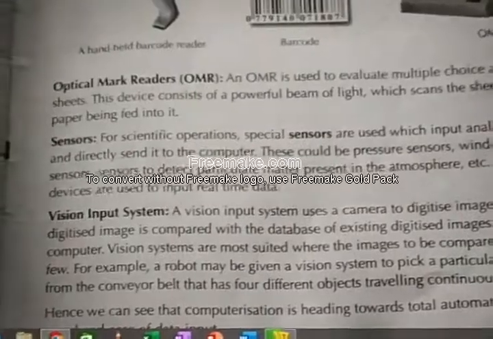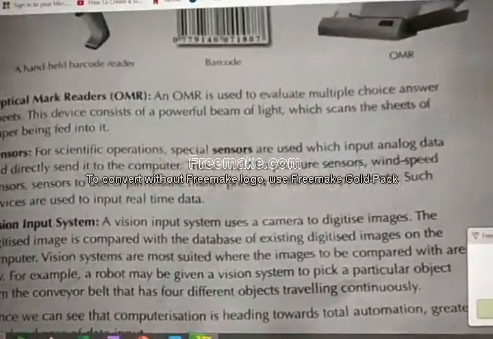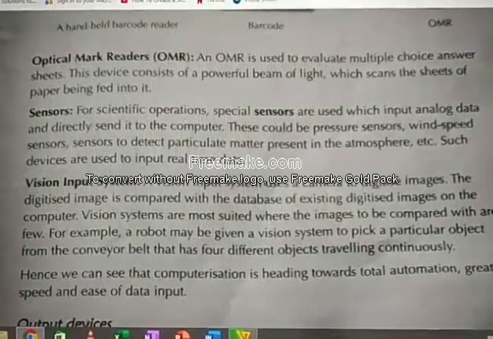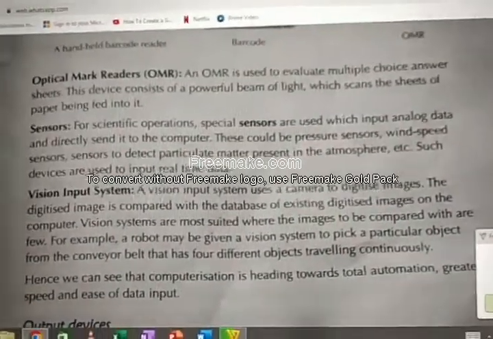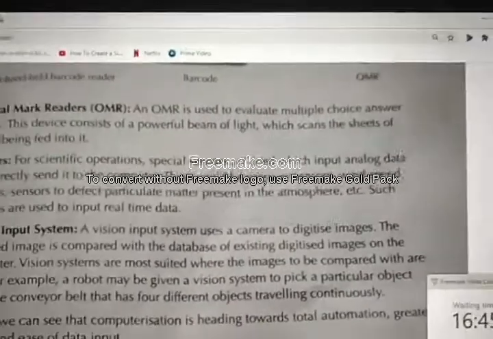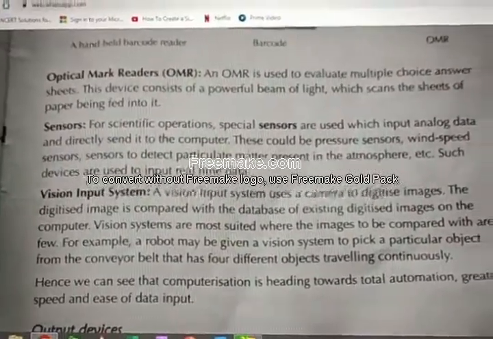Okay, go through this. Next, sensor. For scientific operations, special sensors are used which input analog data and directly send it to the computer.